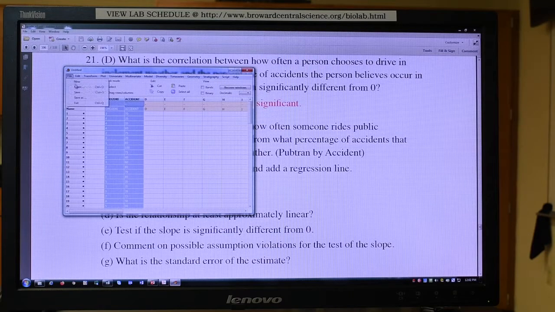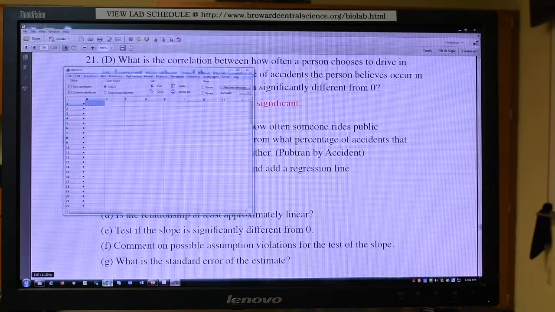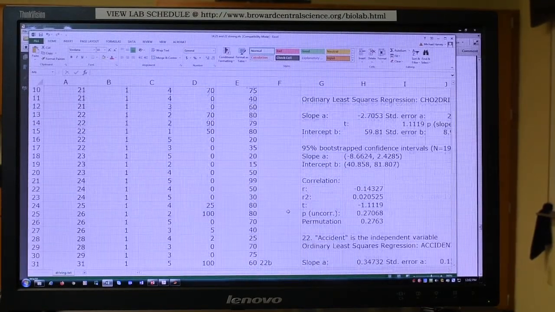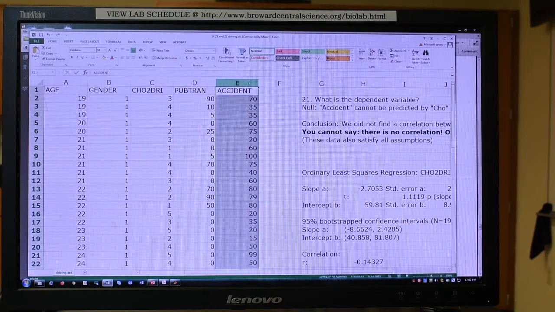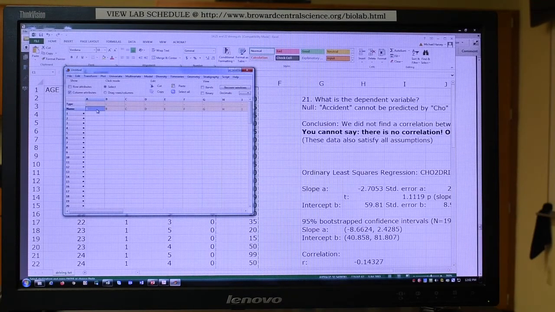So I'll just do a new one for this so you guys can see how to do that. All right. So this time we want accident as the independent variable. Select columns. I think. Let me make sure. Did I do that right? Oh, God. Hold on. Something happened here. Okay.